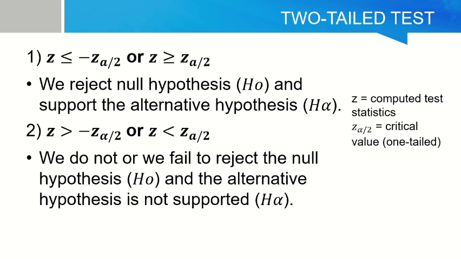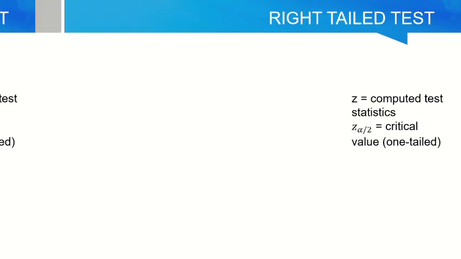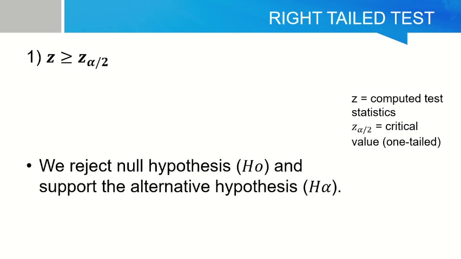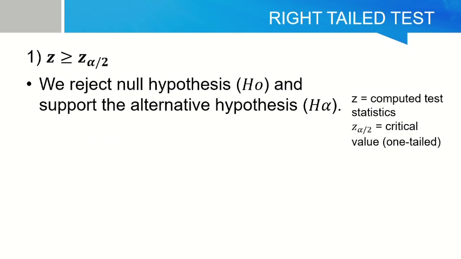That is, kasi ito yung makikita nyo sa t-table. No? That means you're going to reject the null hypothesis. Mga ganun ba? Next, in right-tailed, kapag ang z nyo ay greater than or equal sa z alpha over 2, or the computed test statistic is greater than or equal to the critical value, we are going to reject the null hypothesis and support the alternative hypothesis.